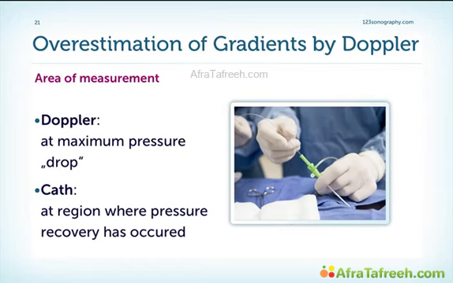And so we can have an overestimation of the gradients by the echo Doppler in comparison to the catheter gradients. This is dependent on the area of measurement. In the Doppler, in echo, we measure at the maximum pressure drop, whereas in the catheter lab, we measure at the region where the pressure recovery has already occurred. And so this can explain a discrepancy of gradients measured in echo or in catheter lab.